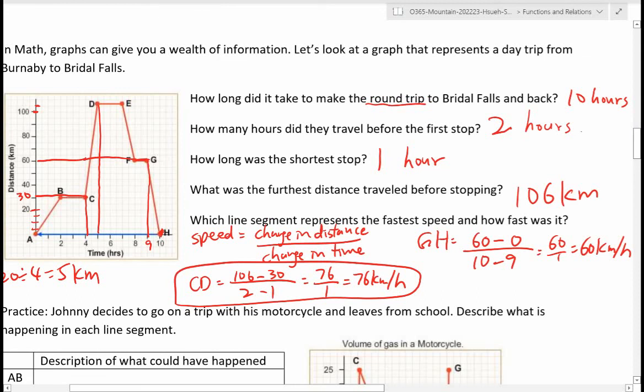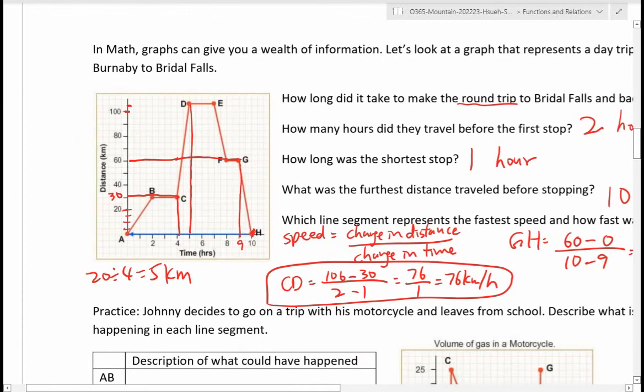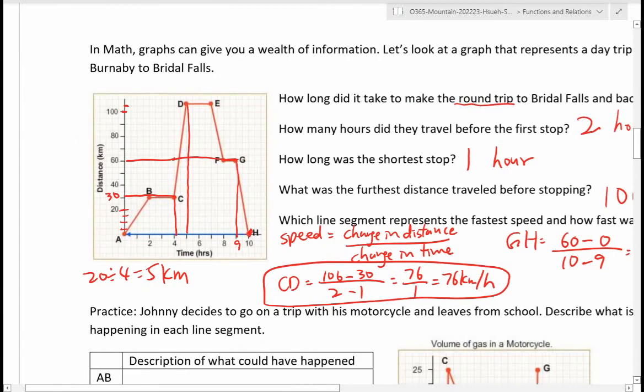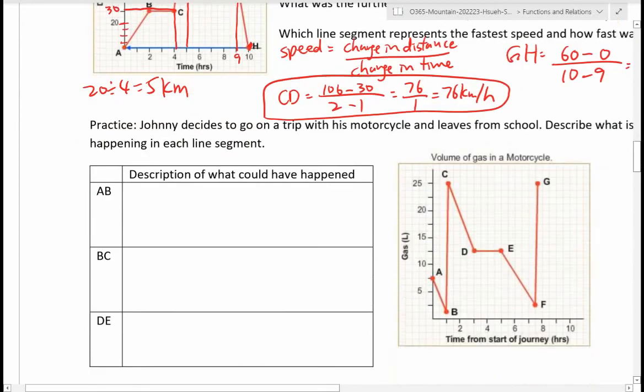Okay. So again, from this graph, we could actually extract a lot of information out of it. We can find the speed. And okay, so here's the practice.